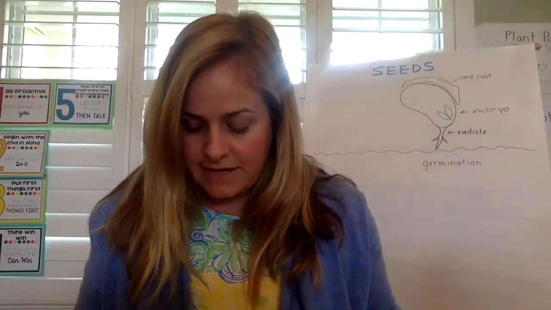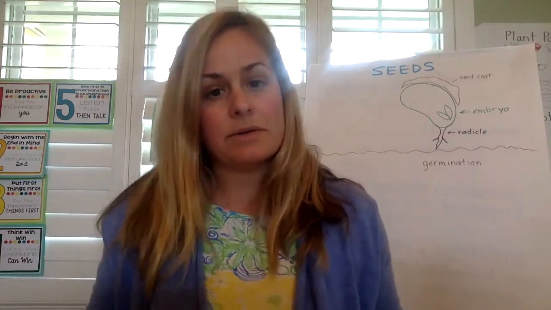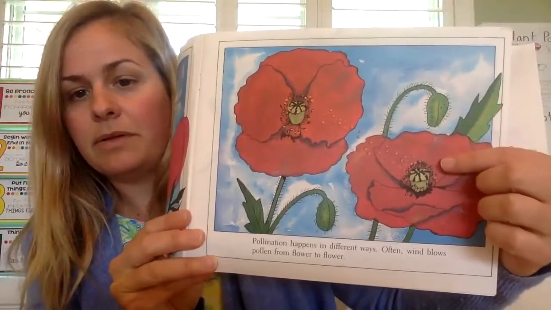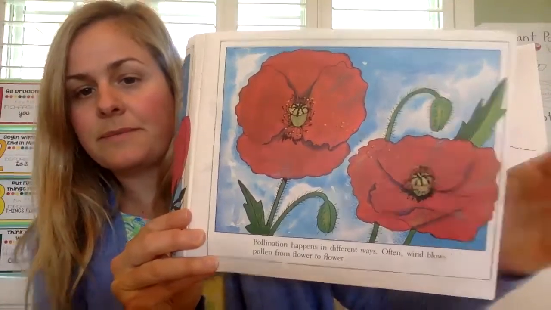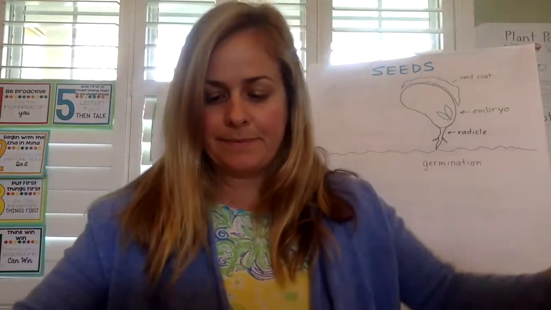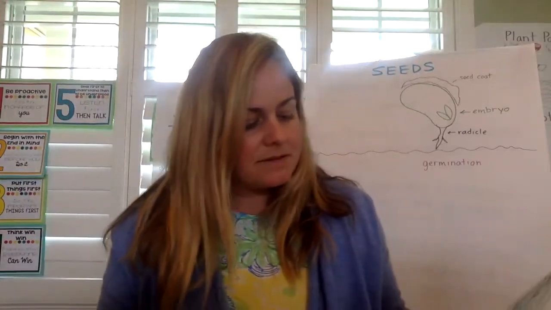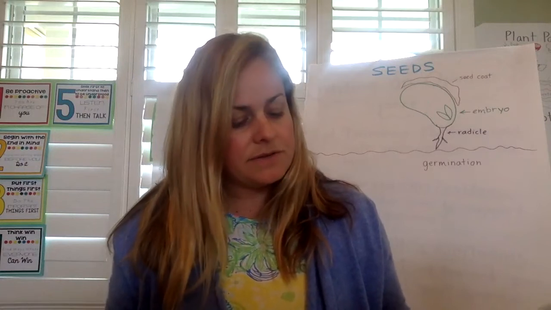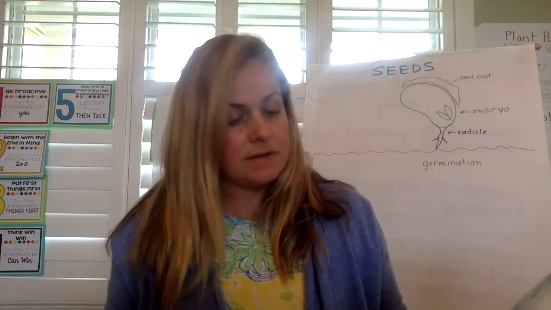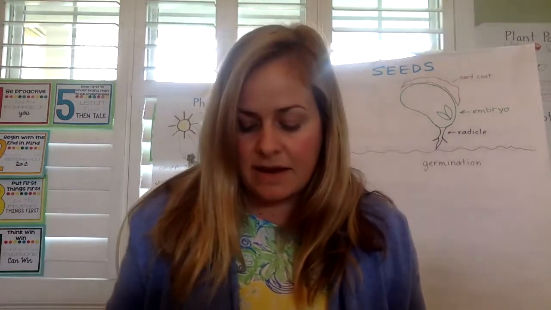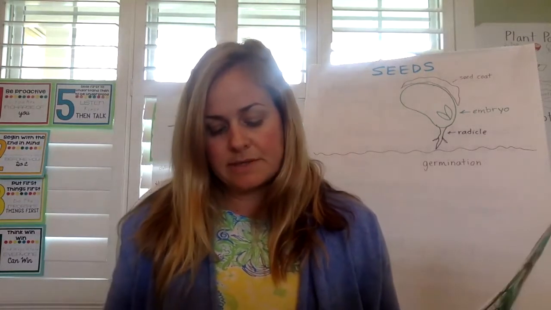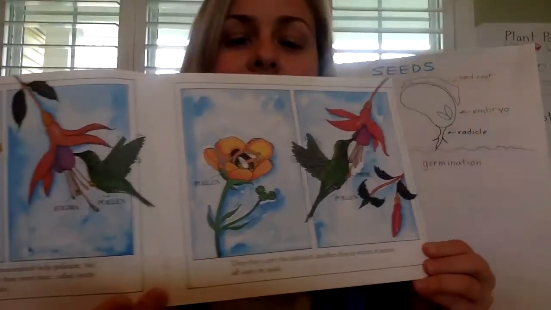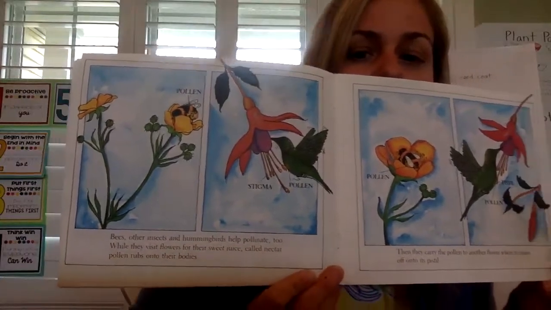Pollination happens in different ways. Often wind blows pollen from flower to flower. And that's an example of the pollen blowing from one poppy flower to another. Bees, other insects, and hummingbirds help pollinate too. While they visit flowers for their sweet juice called nectar, pollen rubs onto their bodies. Then they carry the pollen to another flower where it comes off onto its pistil. So that's the process of pollination with insects and birds.